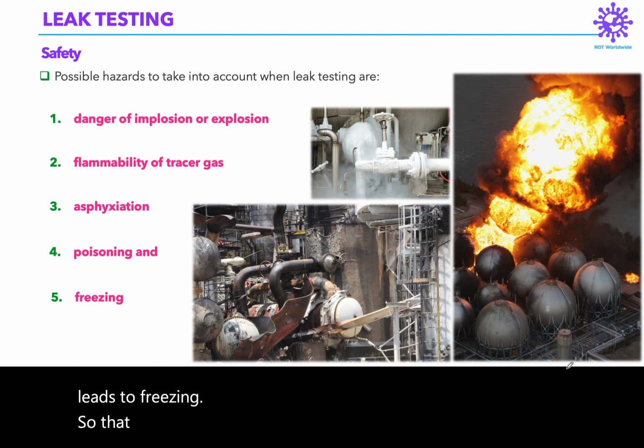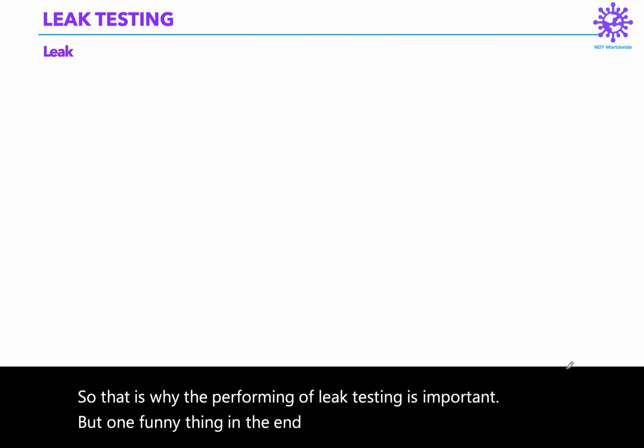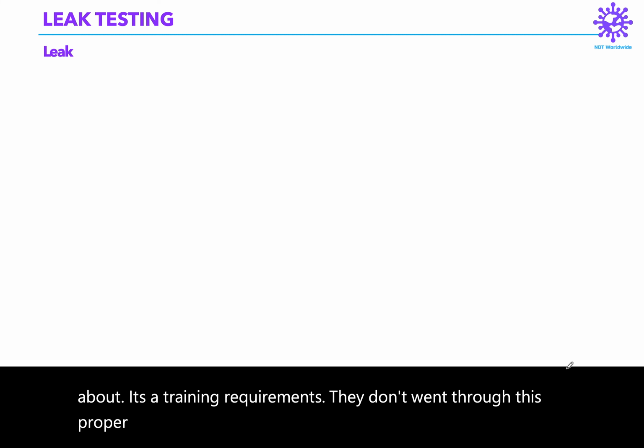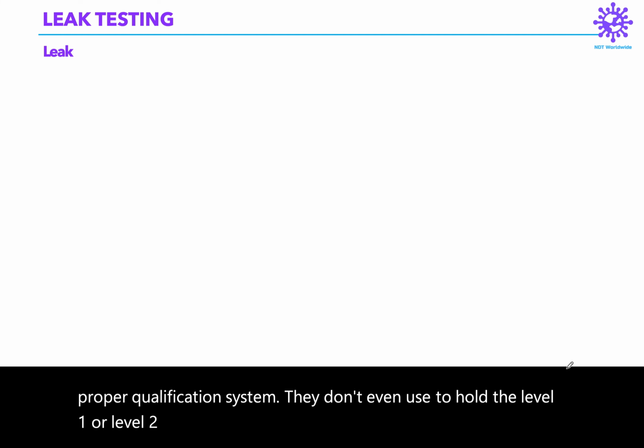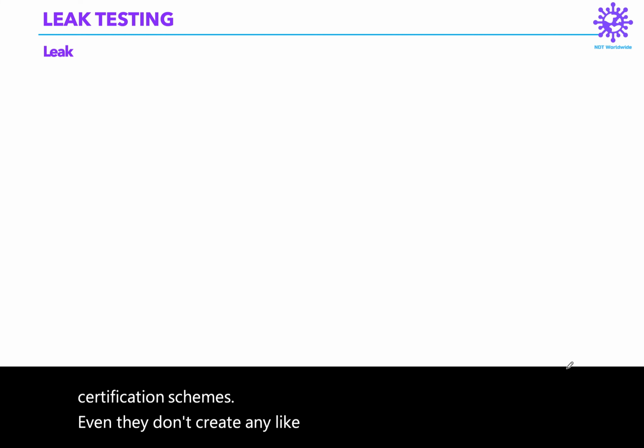So that is why performing leak testing properly is important. But one funny thing in the NDT market is that those performing this leak testing don't know anything about its training requirements. They haven't gone through a proper qualification system. They don't even hold level 1 or level 2 certificates, and even that company or that particular level 3 doesn't know anything about leak testing certification schemes. They don't even create any SNDTC or level 2 certificates.